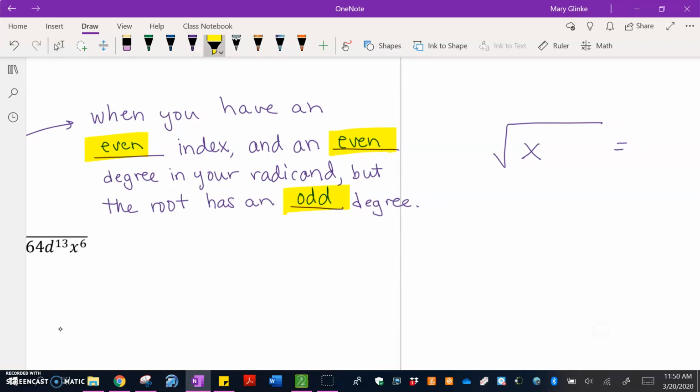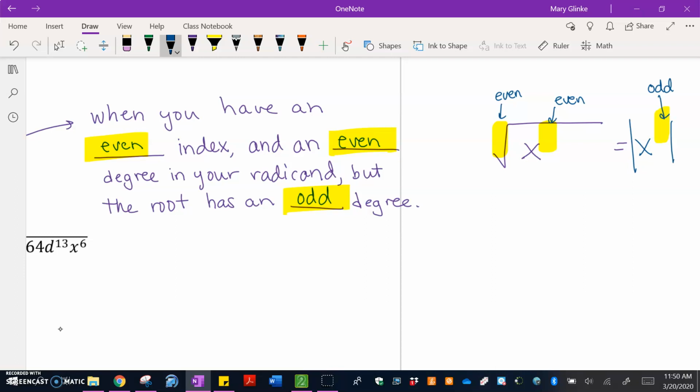So visually looking at this, if this number on the outside, this is your index, is an even number and the x is raised to an even degree, that's the first part where you check it. If it's an even and an even here, you say, wait a second, I have to check and see if there's absolute values. And the way it's going to be a yes is if when you simplified, you got an odd degree on the outside for your root. If that's the case, then you would use absolute values around that term.